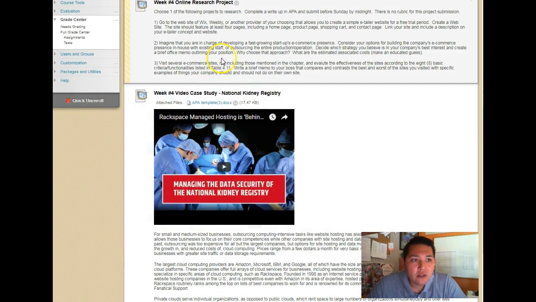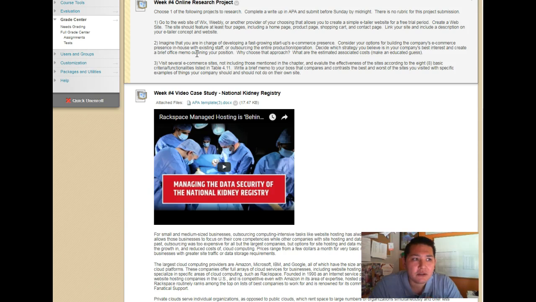Now, if you'd rather look at more of the strategy aspect of things, imagine that you're in charge of a fast-growing startup's e-commerce presence. Consider your options for building the company's e-commerce presence in-house with existing staff or outsourcing the entire production and operation. Decide which strategy you believe is more important for your company's best interests and create a brief office memo outlining your position. Why choose that approach? What are the estimated associated costs? Make an educated guess, but just outline for me how you came to your decision.